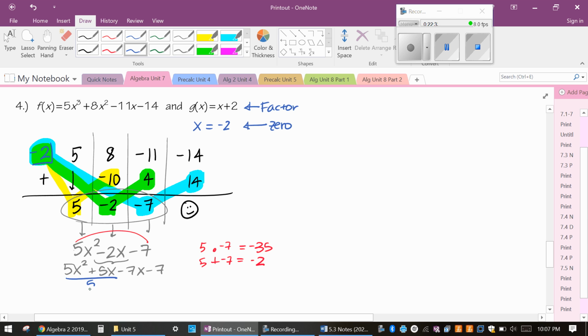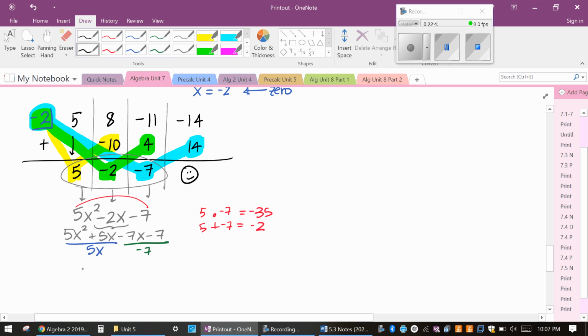Find the GCF of the first two terms. Find the GCF of the second two terms. Put those together in a binomial. And then the remainder should match. So 5x squared divided by 5x is 1x. 5x divided by 5x is 1. That should be the same answer as if you divide these two. So negative 7x divided by negative 7 is 1x. Negative 7 divided by negative 7 is 1.